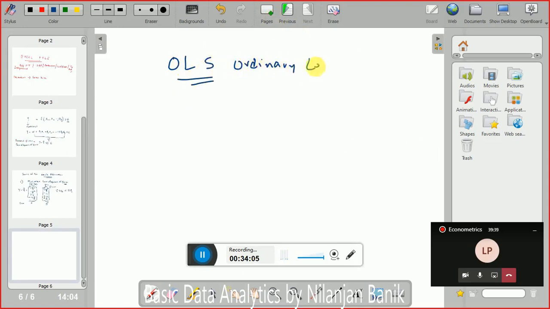So if we use this method, which is the simplest starting point of data analytics, it's like saying that I am starting to understand mathematics in terms of addition and subtraction. When you start data analytics, you start with this methodology, ordinary least square, where the basic idea is that the forecast error should be as minimum as possible. Is it clear?